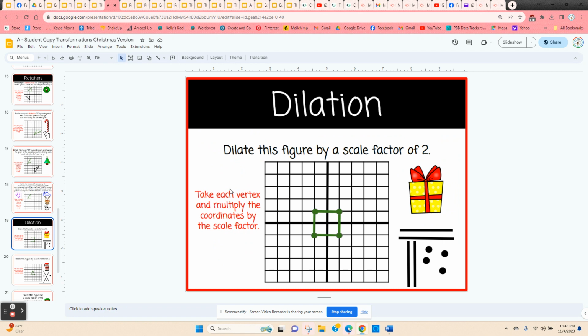So dilation is changing a figure by a scale factor. So its shape will stay the same, but its size will either become larger or smaller. So here with a scale factor of 2, we're going to take each one of these points and multiply the coordinates by 2. So we would now have a larger figure that's going to be, instead of 1, 1, it will be 2, 2. And -2, 2, -2, -2, and so on.